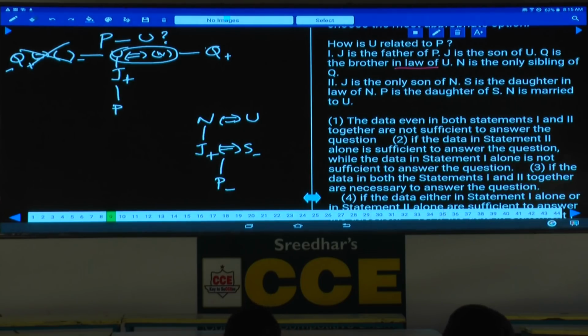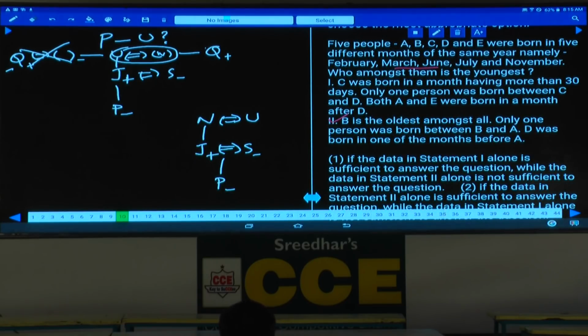And J is the only son of N, and S is the daughter-in-law of N, so S will be somewhere here, wife of this person, and P is the daughter of this person, and N is married to. Hence, by combining these 2 also, we could not determine the gender of this U. So what is the relation of this U? U could be either the grandfather or the grandmother to P. Hence both statements are not sufficient. Choice 1 is the answer.